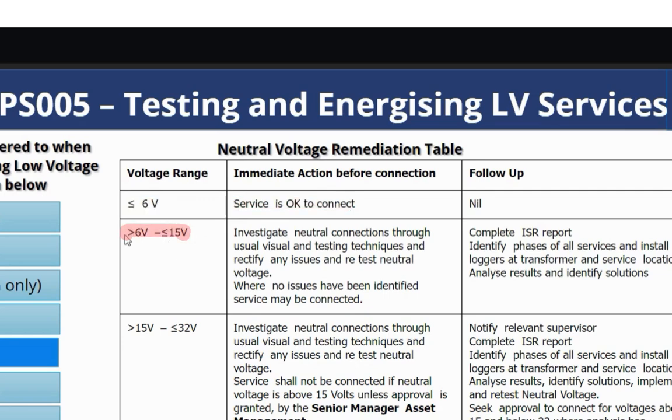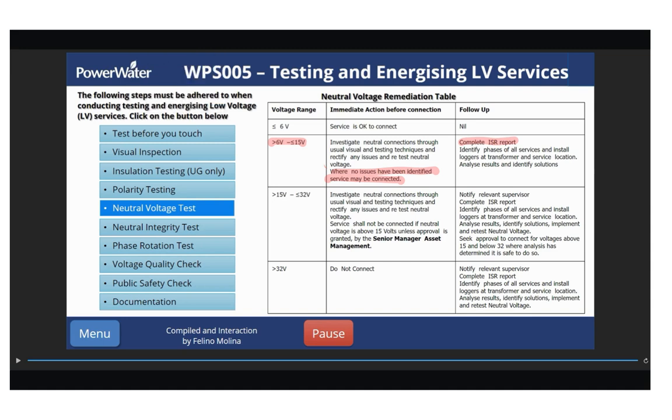If the voltage is between 6 and 15 volts, we need to inspect the neutral connections using standard visual checks and testing methods. If issues are found, they should be fixed and the system retested. If no issues are identified but the voltage is still high, the service may be connected, but an ISR report must be completed. For contractors, power and water will need to be informed so they can verify current on all phases of the service and possibly install loggers to monitor the situation.